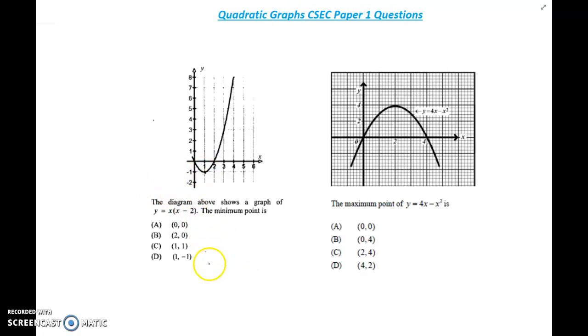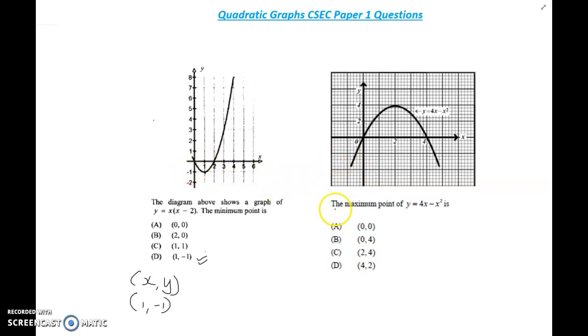Now, remember when you're writing a point, you have the coordinates, the X and Y values. So my minimum point here, the X value is 1, and the Y value is -1. So it'll be 1, -1. My answer is D. Very simple. Minimum point, the lowest point, which is right at the bottom here. So the minimum point is X value 1, Y value -1.